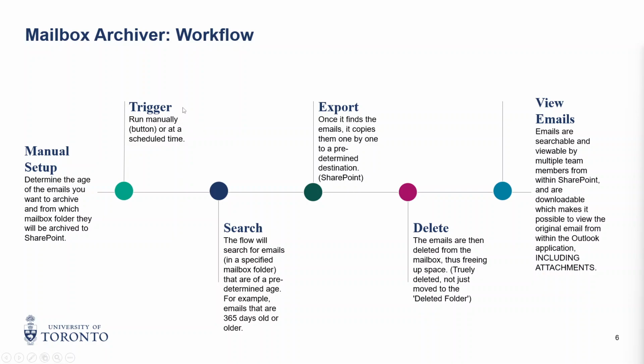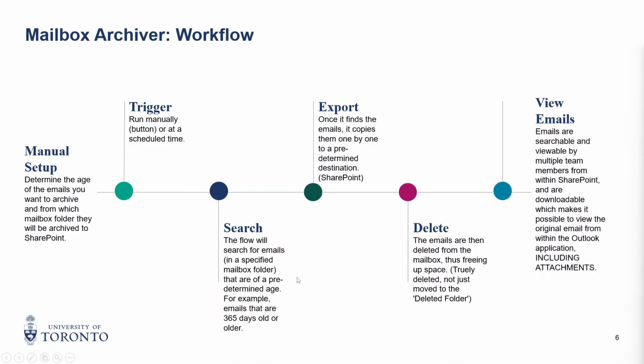So it triggers the flow. You can either manually trigger it with a button whenever you want to archive, or you can have it scheduled so the flow can run either daily, weekly, monthly, or whatever you want to set it up to run. Then when it's triggered, the flow will search through the specified folder in your mailbox, and it'll search for emails that you have set of a certain age. So, for example, emails that are from a year ago.